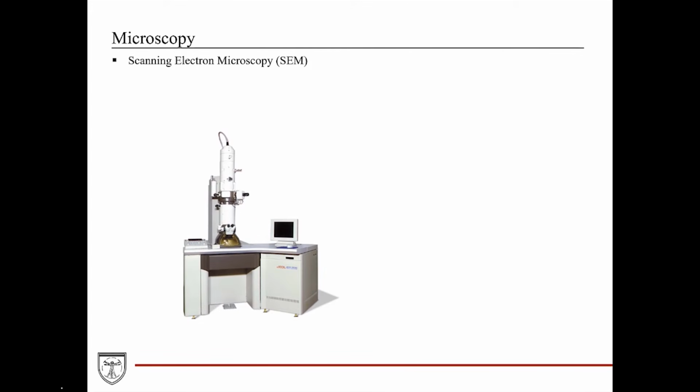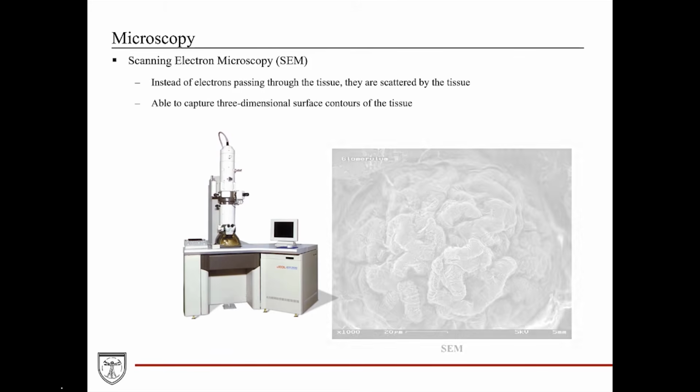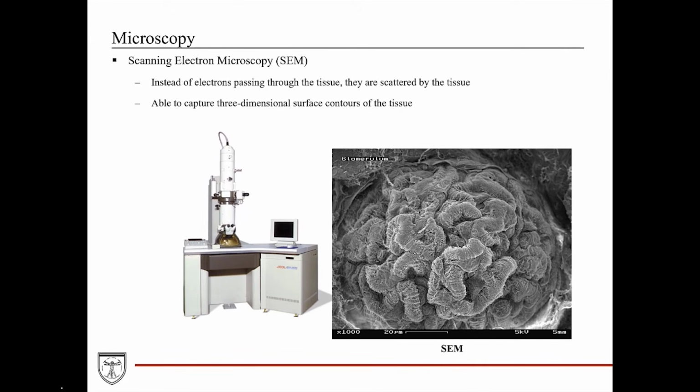Scanning electron microscopy, or SEM, is perhaps just as impressive as the TEM. And they also use electrons as a source of illumination, but instead of the electrons passing through the tissues, they're actually scattered by the tissues, which are coated with heavy metal in this case. And all these scattered electrons are captured by the sensors, and a three-dimensional surface contour of the tissue is extrapolated, as you can see right here.